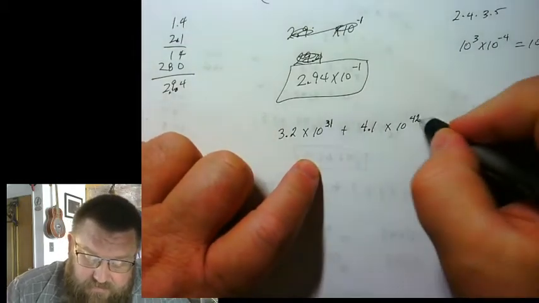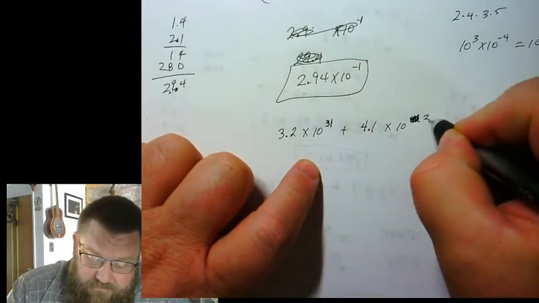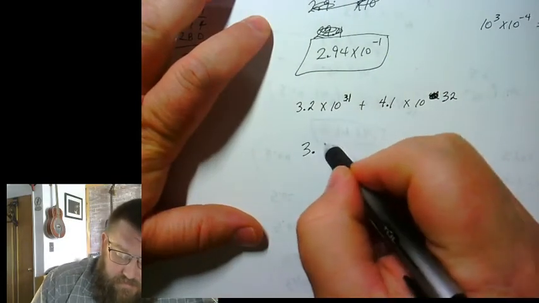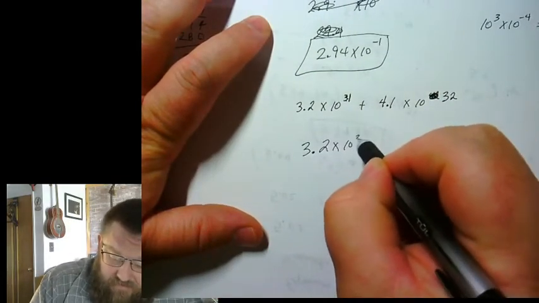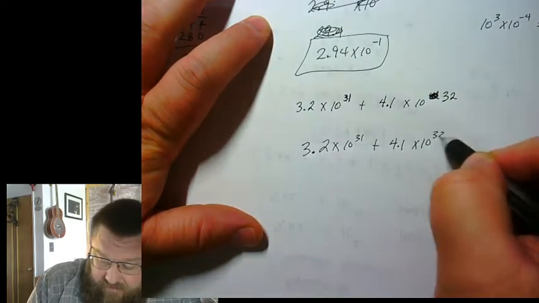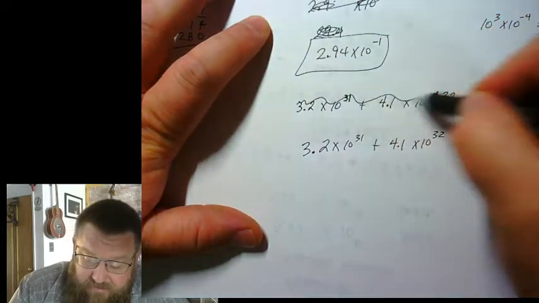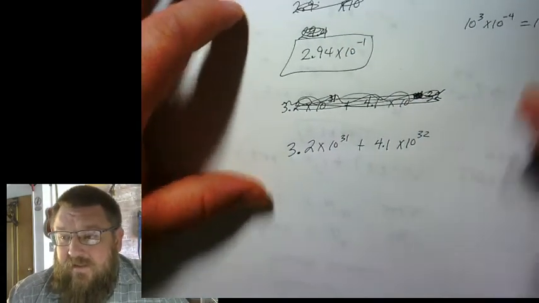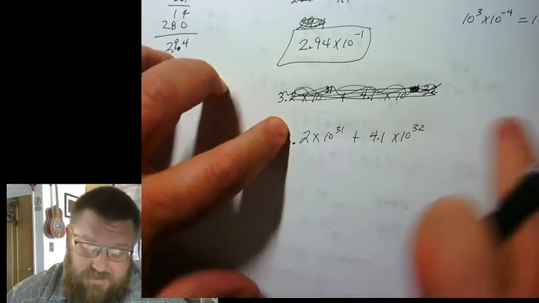Hold on. There we go. I'm going to write it again to make it pretty. Let's say 3.2 times 10 to the power of 31 plus 4.1 times 10 to the power of 32. So big old giant numbers we're never going to add together by writing them out. And let's say we cannot use a calculator. Let's use what we know about scientific notation and exponents and see if we can get these.